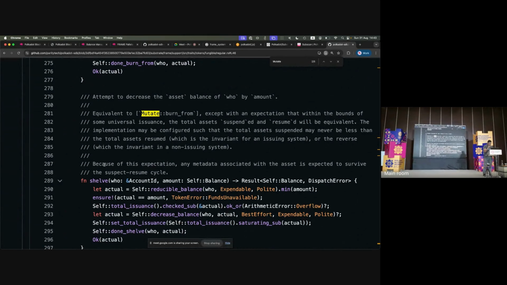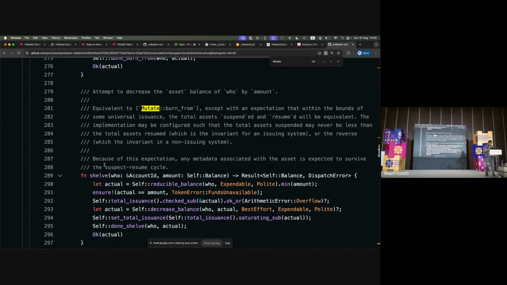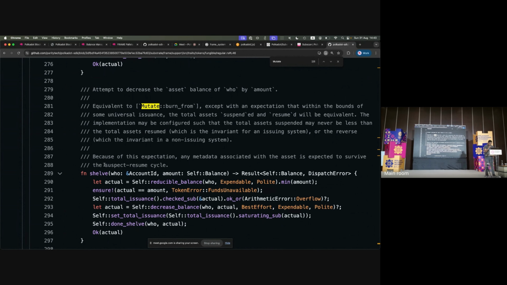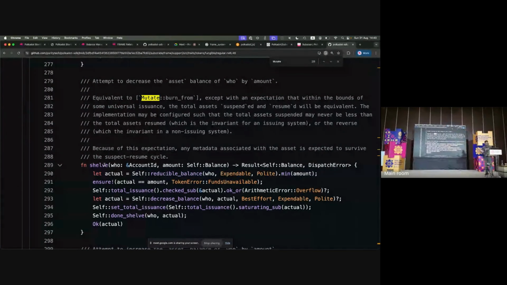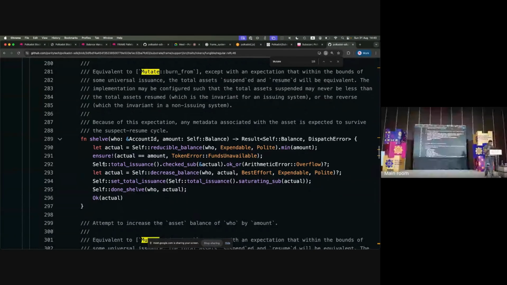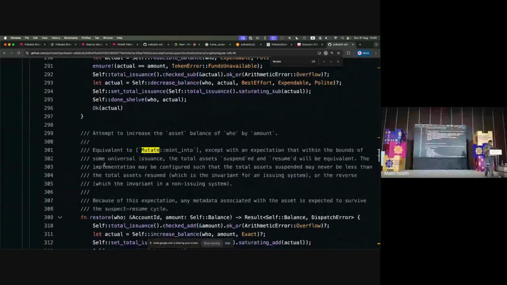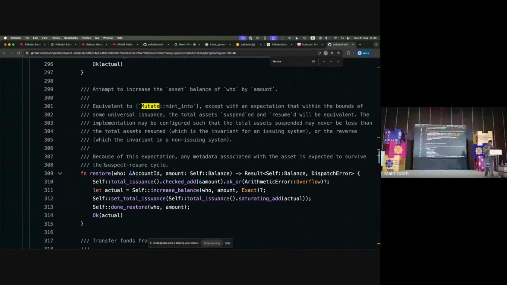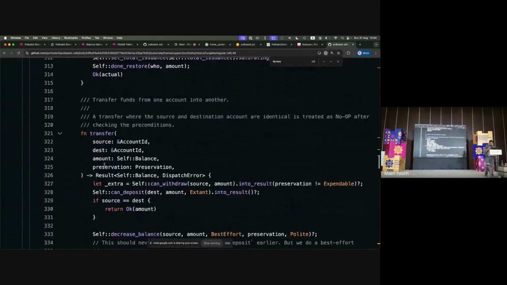and you can decrease the balance from some account. Yeah, I don't think this is even used much. It kind of makes it unactivated. But you can read the documentation if it helps your case. There is something called restore.